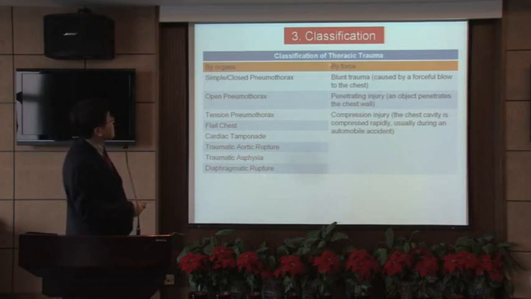If we divide by force, we always divide into blunt trauma, which is always caused by a forceful blow to the chest. The second is penetrating injury, where an object penetrates the chest wall. The third is compression injury, where the chest cavity is compressed rapidly, usually during an automobile accident.